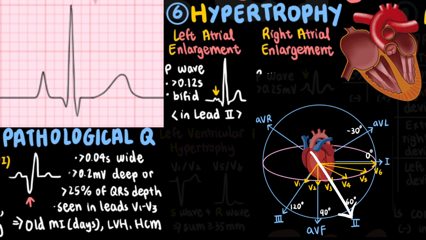In right atrial enlargement, the P wave is taller than 0.25 millivolts in lead 2. This is because an enlarged right atrium generates a stronger initial depolarization vector, so the early part of the P wave shoots upward, making it unusually tall and peaked.